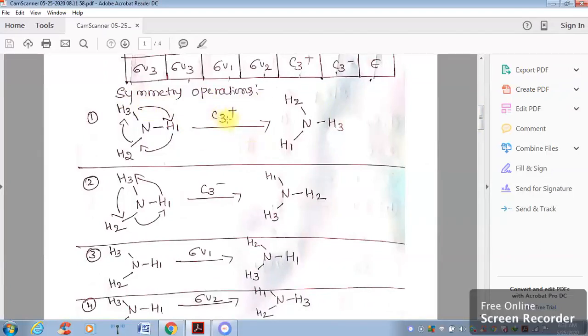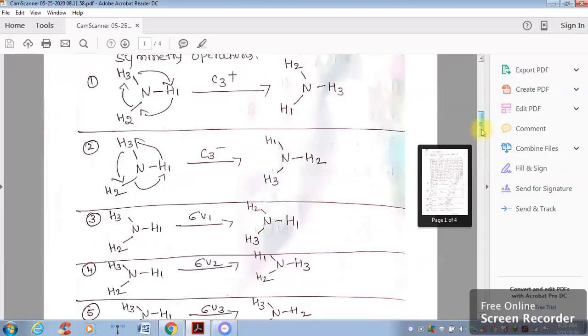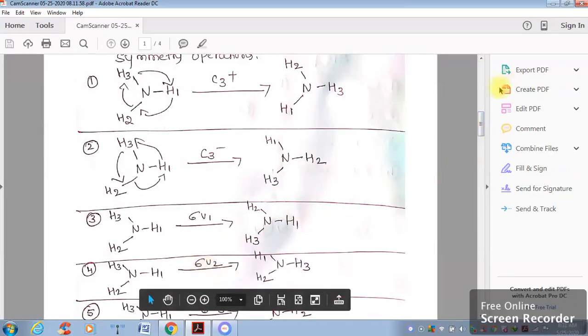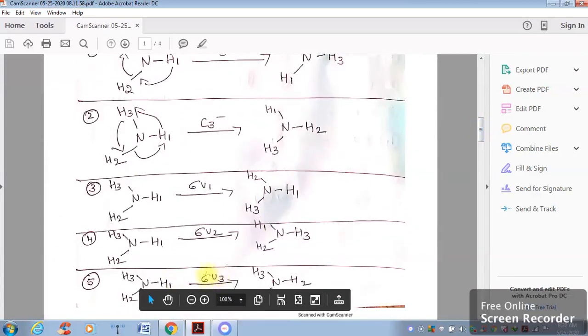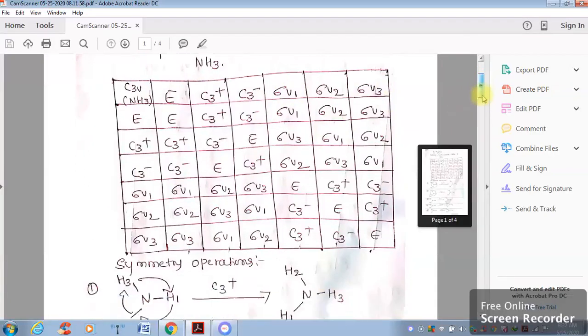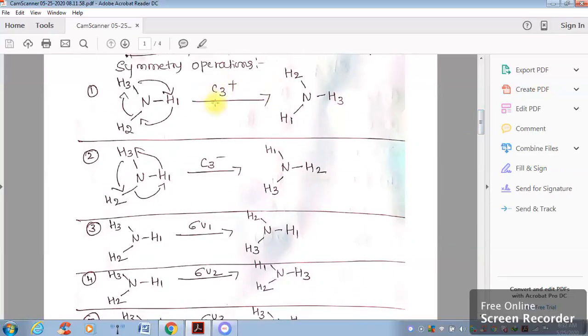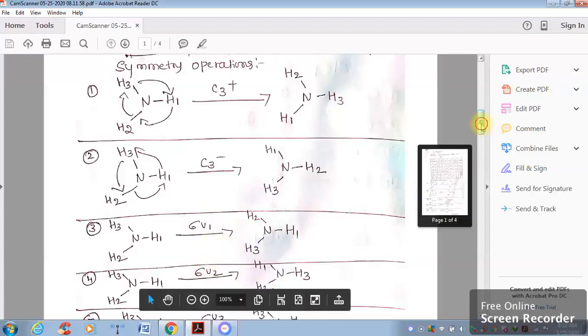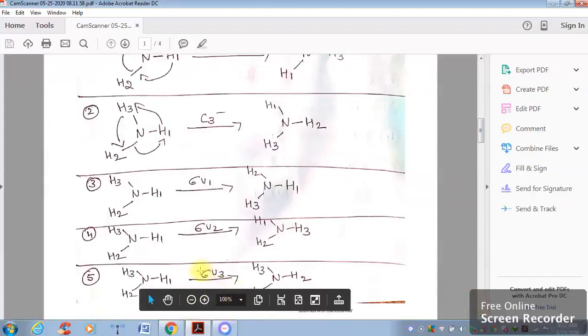It is C3 plus, C3 minus, sigma V1, sigma V2, and sigma V3. For examination, you should write this complete table, with symmetry elements and these 5 different operations. That is C3 plus, C3 minus, sigma V1, sigma V2, and the last one is sigma V3.